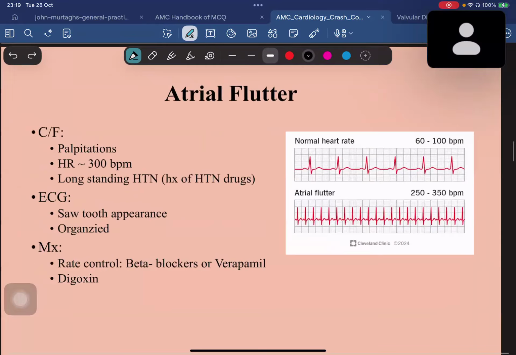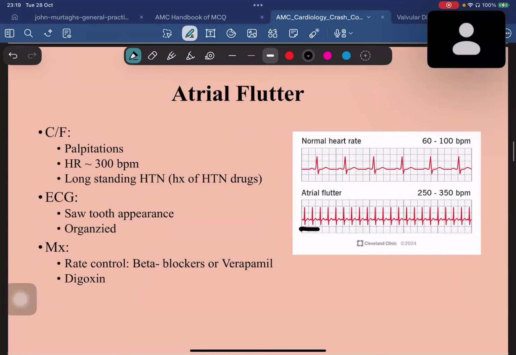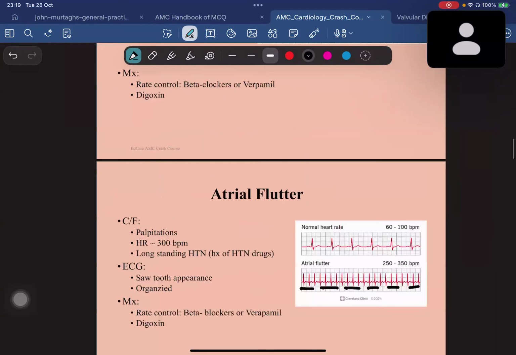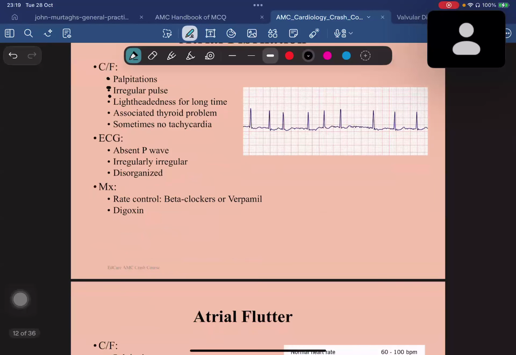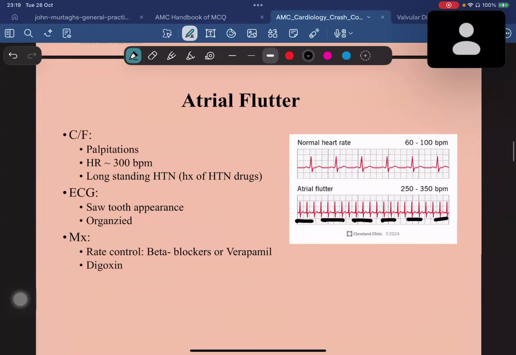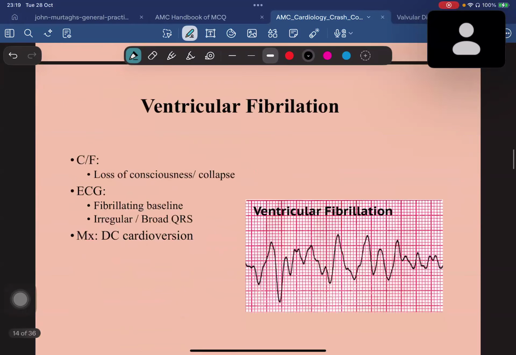So I specifically chose this photo to show the sawtooth appearance. As you can see, it's pretty organized, much more organized than atrial fibrillation, which was disorganized. So that's something to remember: remember the sawtooth for atrial flutter. Again, you control the rate with beta blockers or verapamil, and you can also give digoxin as well.